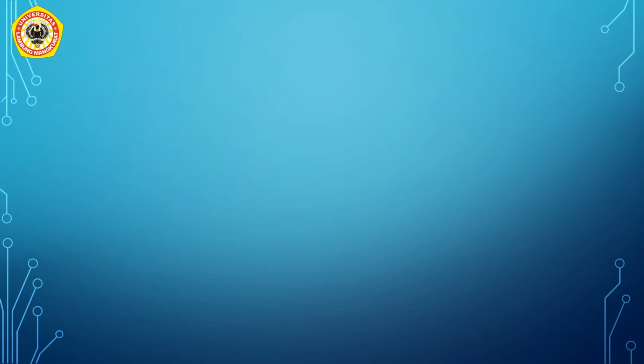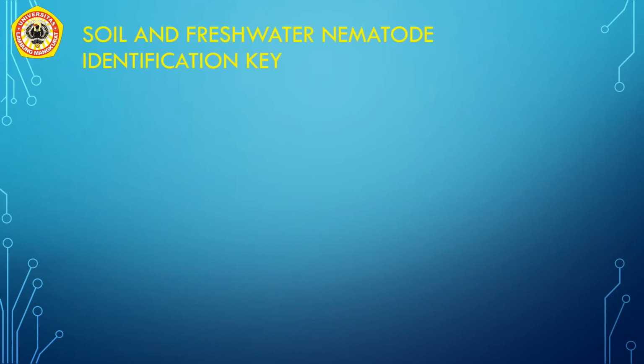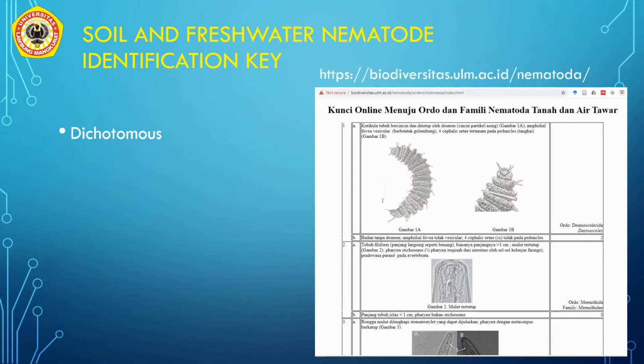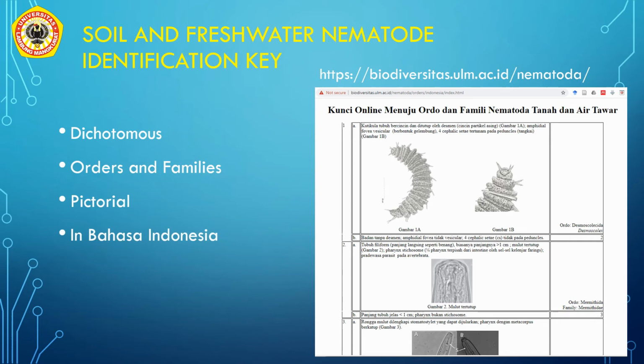So, to fulfill the urgent need for identification key of soil and freshwater nematodes, I have developed a dichotomous identification key that helps in identifying nematodes to order and family levels. It is equipped with many pictures in almost every step, so it is a pictorial key, and also it is written in Bahasa Indonesia because it is meant to be used by Indonesian workers.